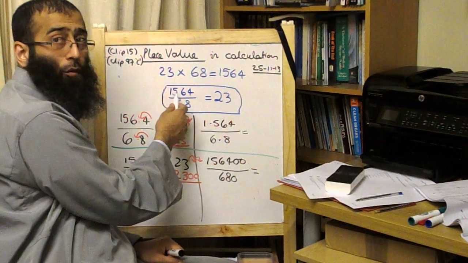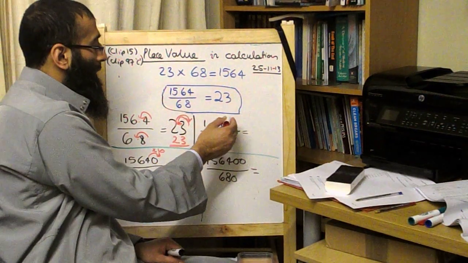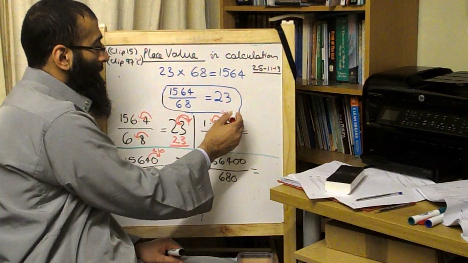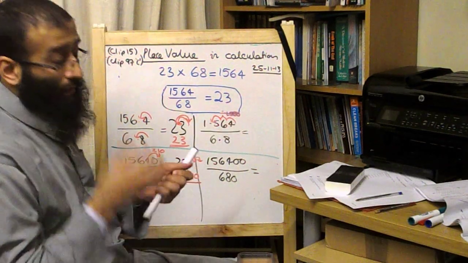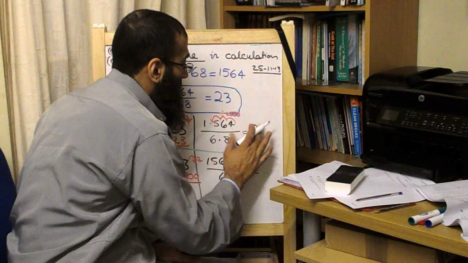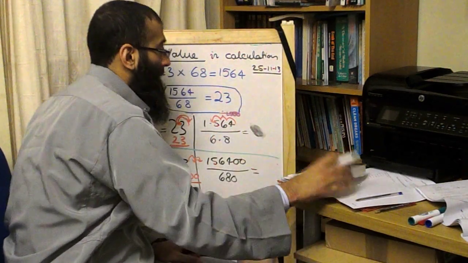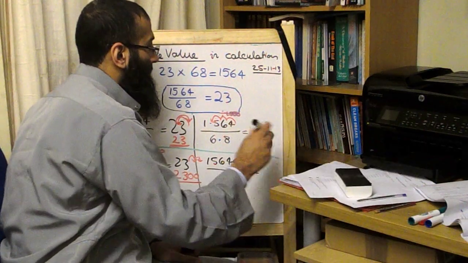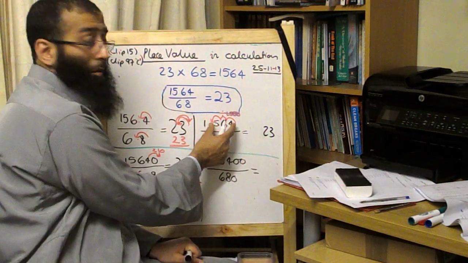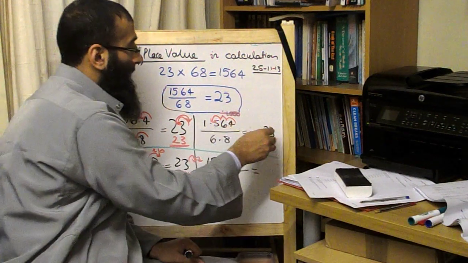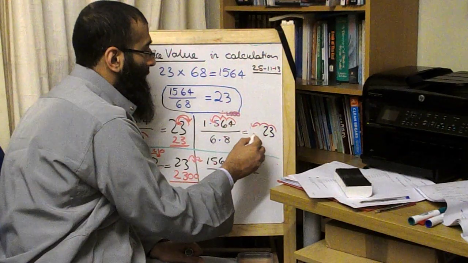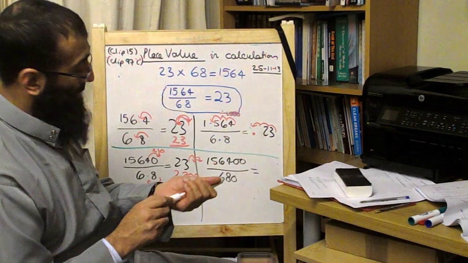Let's move on to the next question. 1564 has been made how many times smaller? 10, 100, 1,000 times smaller. Okay, so let's go to the original question. We have 23. When the top number becomes 1,000 times smaller, the change is mirrored in the answer. So that gives you the decimal point there. It becomes 1,000 times smaller.